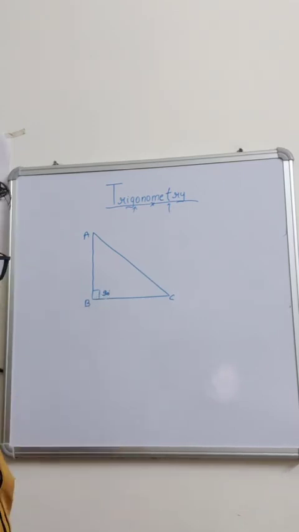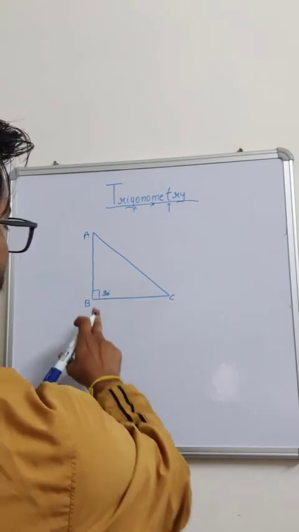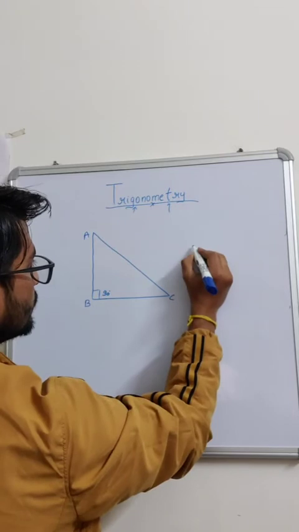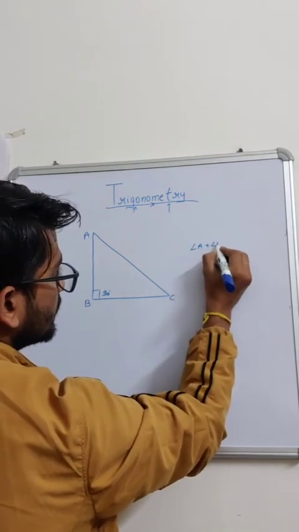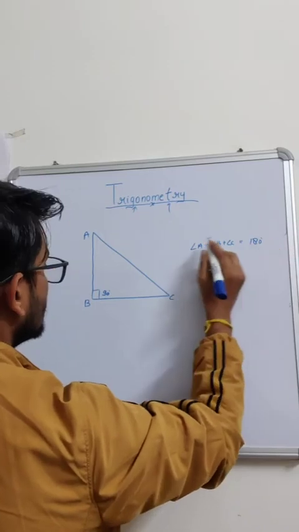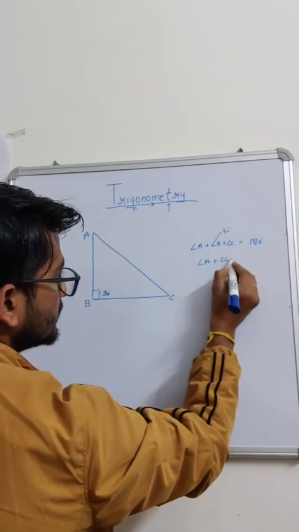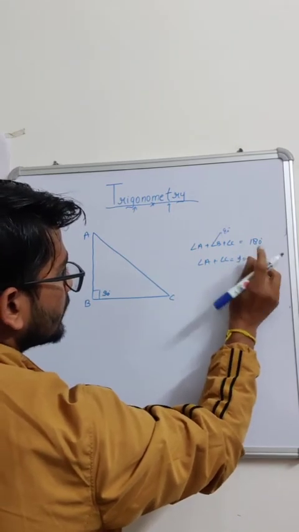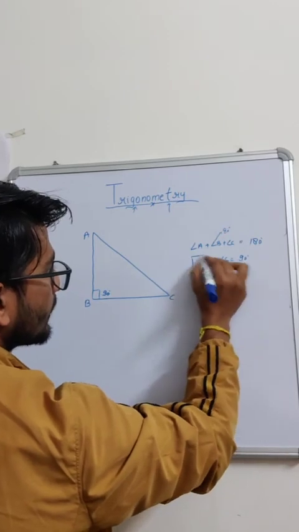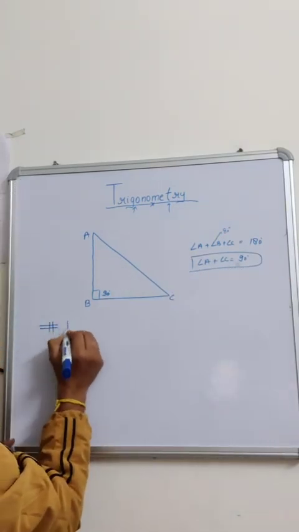So here one angle is already 90 degrees, and for the rest of the two angles, as we know, the sum of all the angles of a triangle is 180 degrees. Let's say angle B is 90, then angle A plus angle C is 90 degrees. How? 180 degrees minus 90 is equal to 90 degrees. So here we will start with Pythagoras theorem.